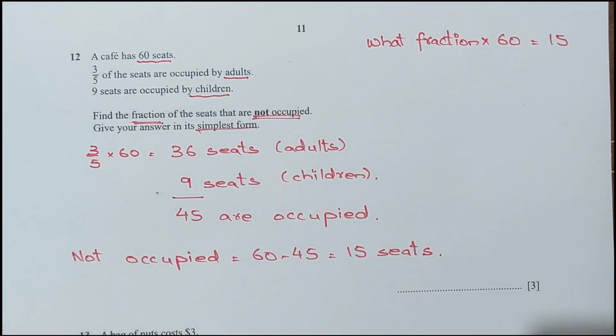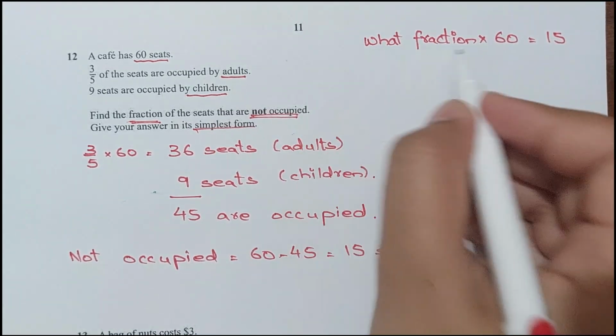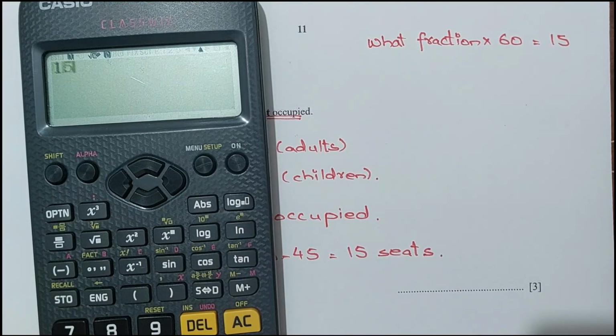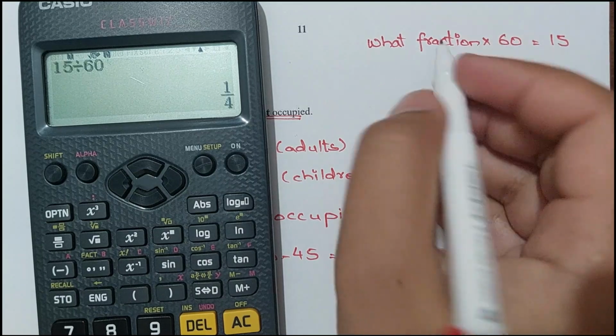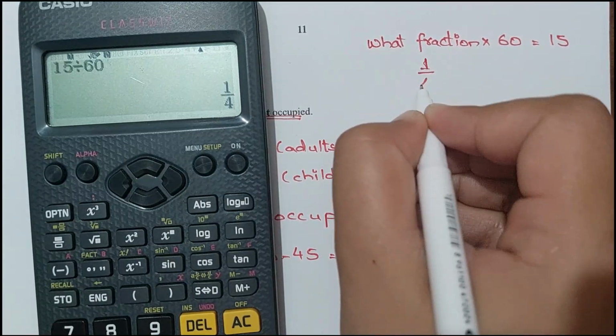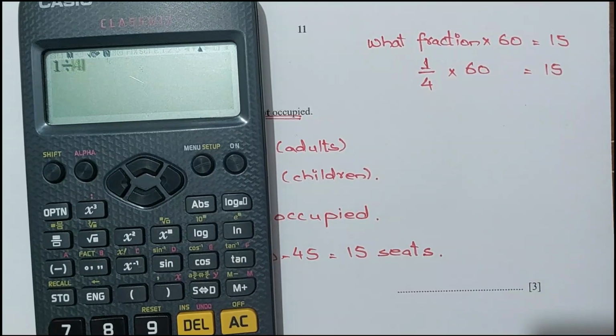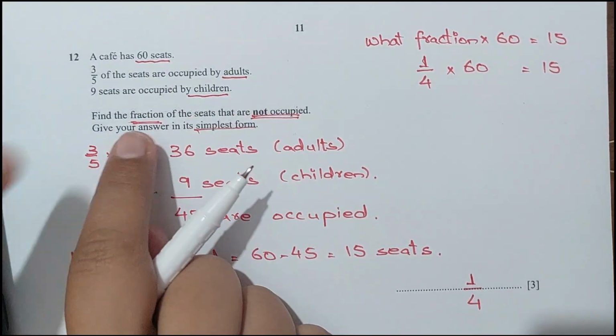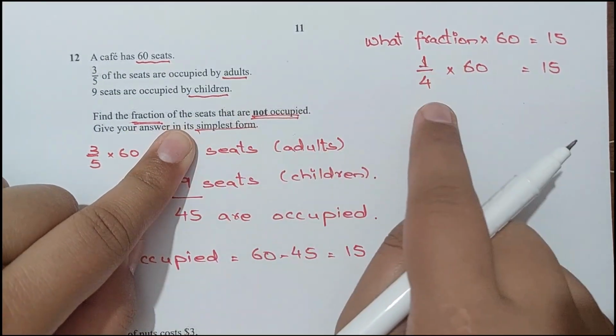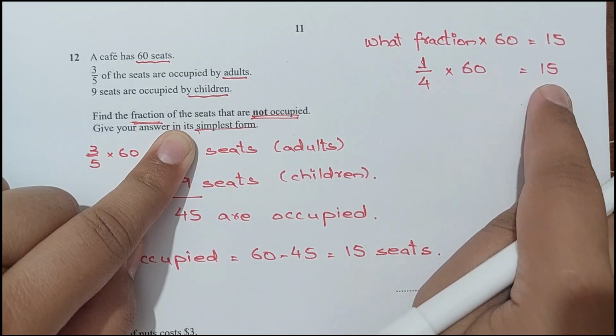So let's find out that fraction. 15 out of 60 is 1 by 4. 1 by 4 of 60 is equal to 15. So that fraction is 1 by 4 of the seats. They said find the fraction of the seats. 1 by 4 of the seats are not occupied.